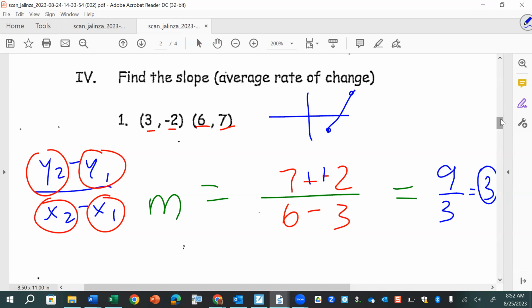Okay. And when you're on the SOL, I would highly recommend you make yourself a picture, and instead of using a formula, what could you do to find the slope? You could actually count. How far did you go up from -2 up to 7? You went up 9. And how far did you go over from 3 to 6? 3. So I think you're going to be better with pictures than you are with formulas. But either way, you're going to need to be able to find slope.